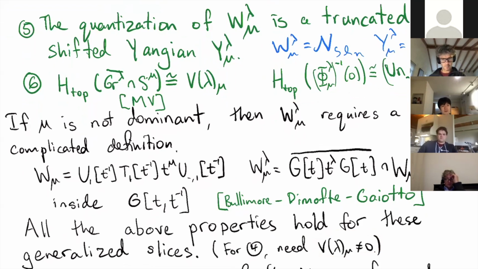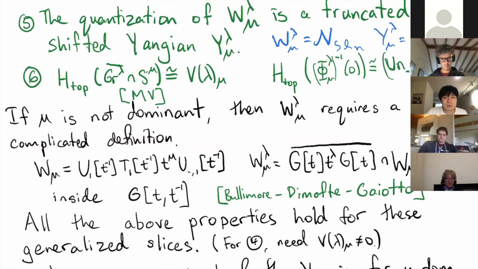As a special case, you can even take lambda to be 0 in this definition. If lambda is 0, then of course this thing is just this GT here. And if lambda is 0, then this W0 mu is nothing but the space of based maps from P1 into the flag variety, G mod B. A based map, something like this, maybe.